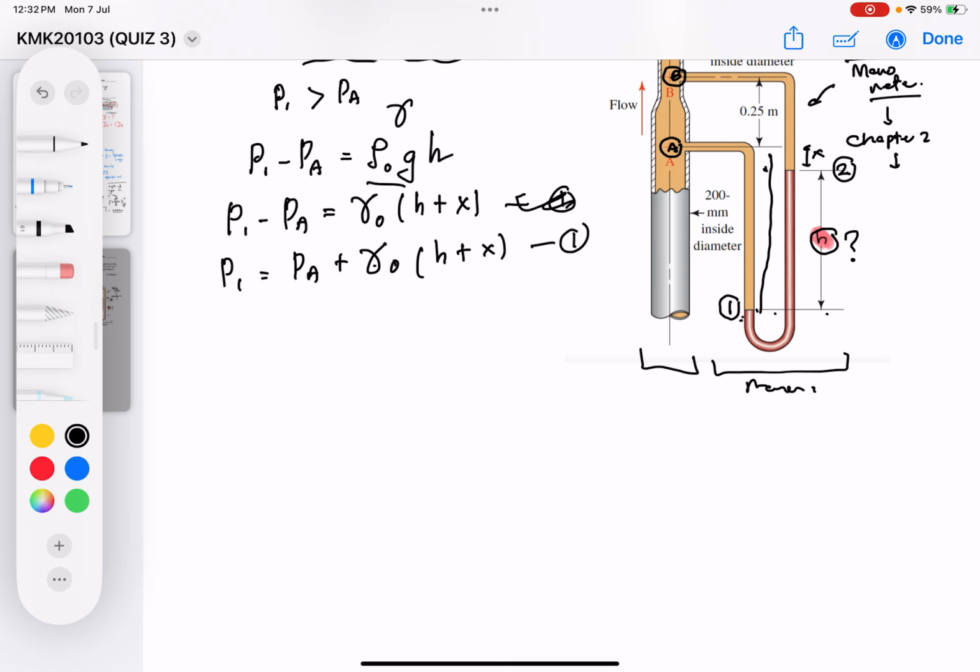What I'm doing here is measuring the pressure difference between point 1 and point A by using the manometer concept. And then I can also calculate the pressure difference between point 1 and point 2. So I'm going to say that P1 minus P2 equals gamma of the fluid multiplied by h. In this case, the h was the height difference; coincidentally, the height difference was actually h. Therefore, I can just use h over here.